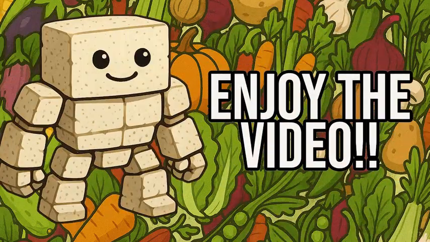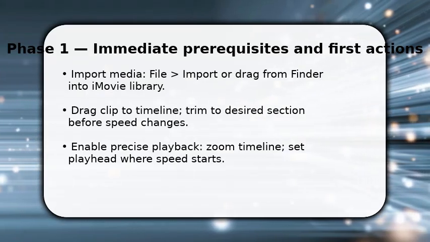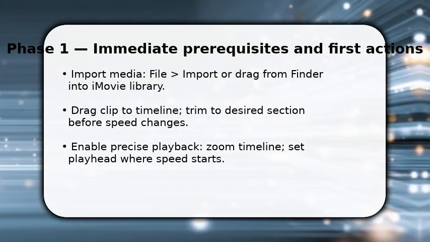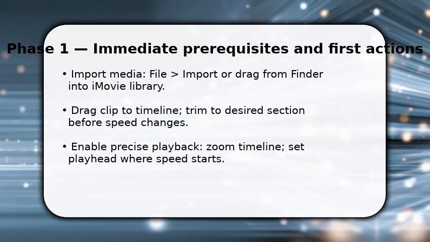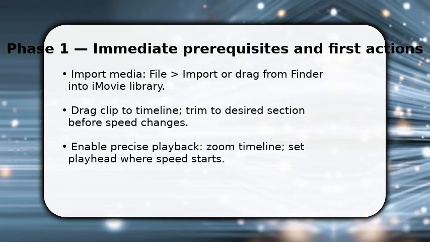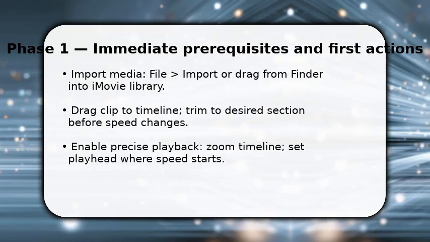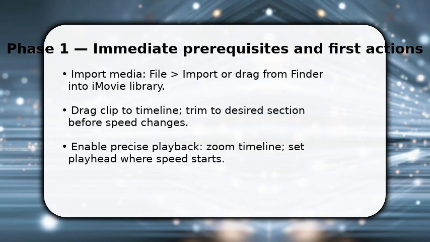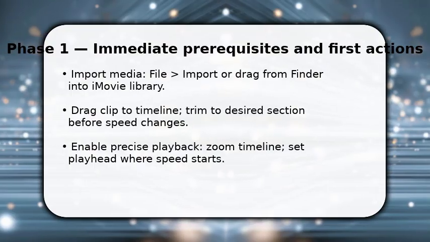You start by getting only the footage you need into iMovie and positioning it in the timeline. First, import or drag the clip, then trim to the exact segment you intend to change. Once done, zoom the timeline so you can make precise edits and place the playhead at the frame where speed should begin. This reduces jump cuts and preserves sync. Make sure audio is linked if you plan to adjust both sound and motion together.